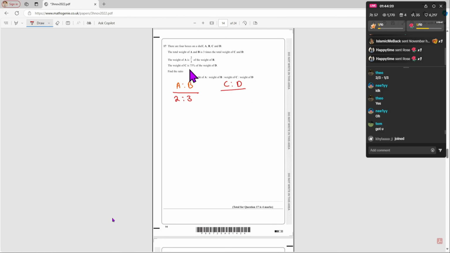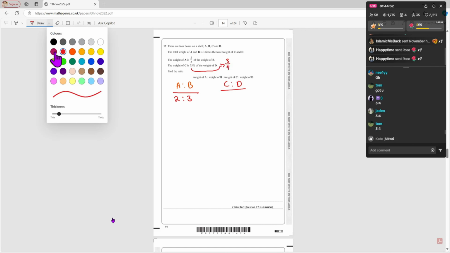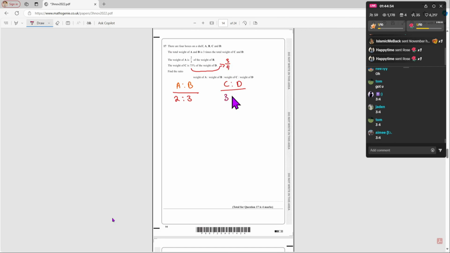We know that the weight of C is 75% of the weight of D. So we're going to convert 75% to a fraction. It's going to be 3/4. And now as a ratio, it's going to be 3 to 4. Well done, we have done that.